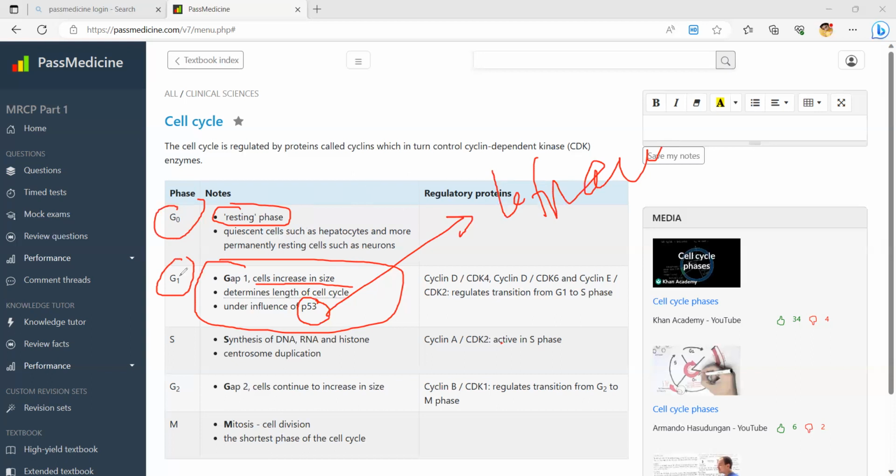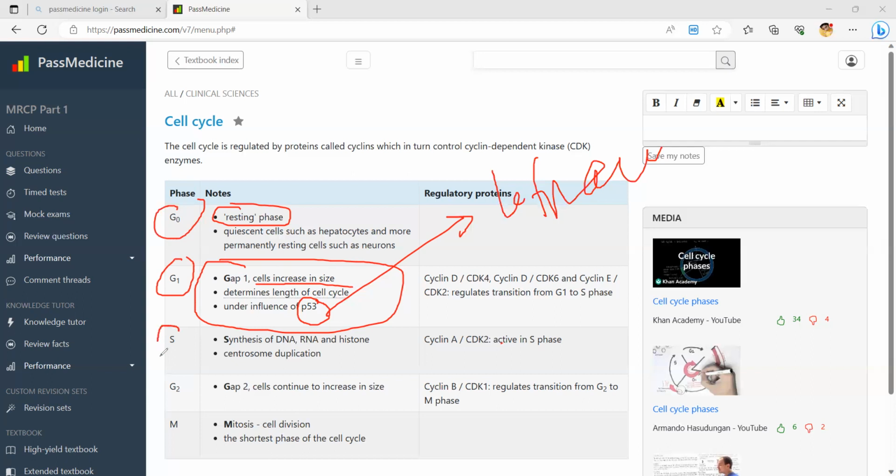So, okay. G1 phase: P53 is responsible for this phase, because under the influence of P53, the G1 phase is happening, and this determines the length of the cell cycle. And here the cell increases in size.